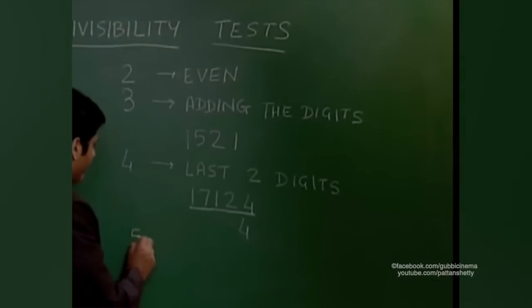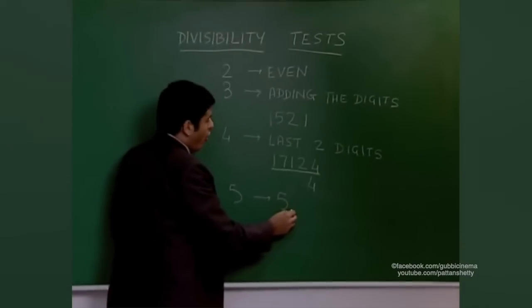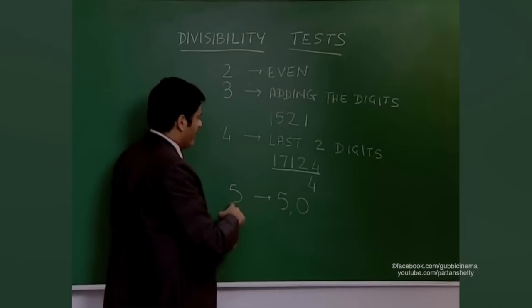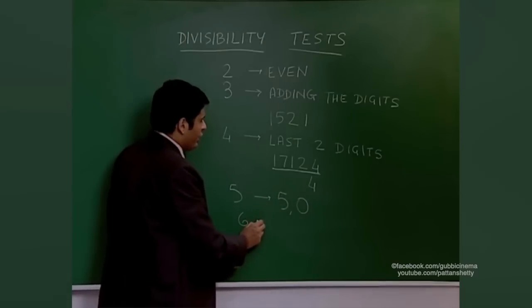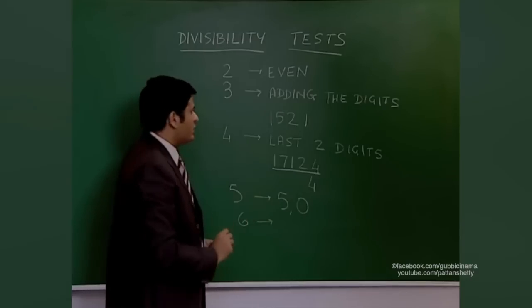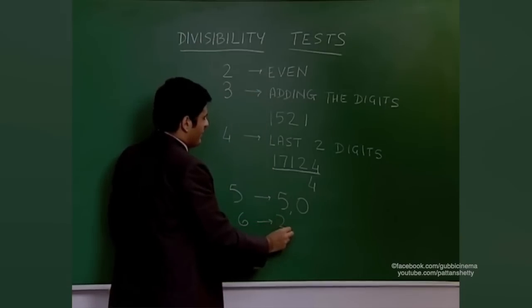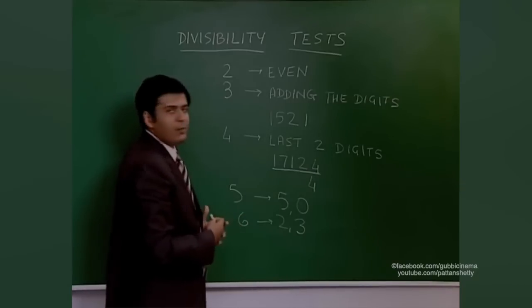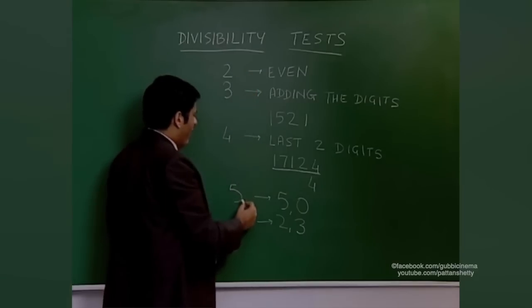The test of 5 is very simple. Only if the number ends with 5 or if the number ends with a 0 can the number be divisible by 5. The test of 5 is check for 5 and 0. And the test of 6 is very simple. To check whether a number is divisible by 6 or not, use the tests of 2 and 3. If the number is divisible by 2 and if the number is divisible by 3, it can be divisible by 6. So we have the tests of 2, 3, 4, 5 and 6.